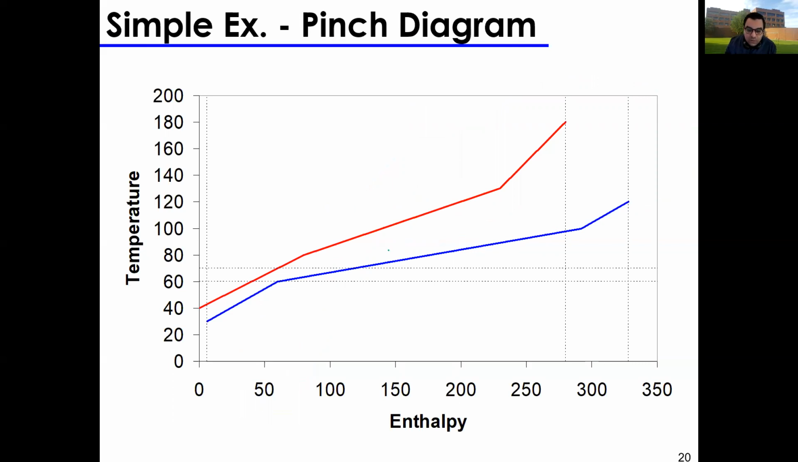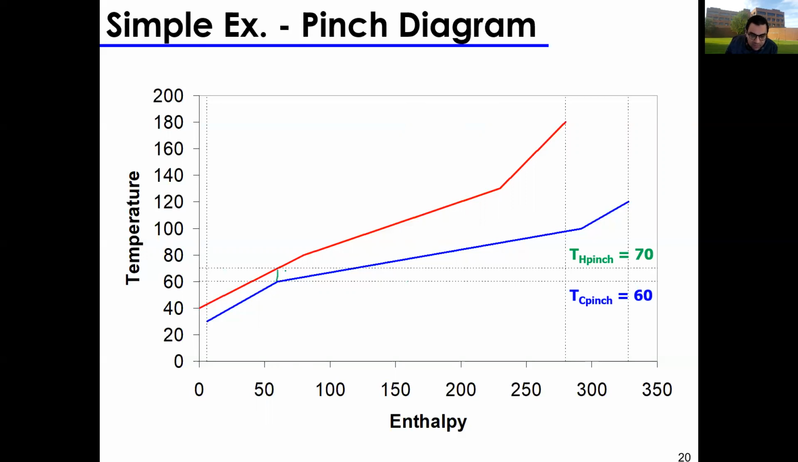So this is our hot composite. This is our cooled composite. And our T pinch, or pinch temperature, was 70. We're going to find out how to really find the pinch temperature mathematically, but graphically, the way to find the pinch temperature is to look at the pinch temperature as the temperature at which you have a delta T minimum, right?